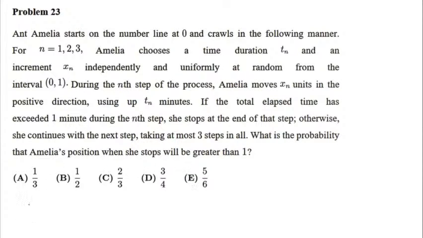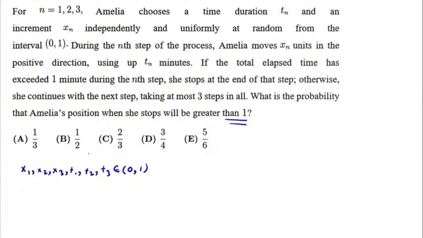Okay, so we know x1, all these things are between 0 and 1 because the problem says. So we conclude x1, x2, x3 and t1, t2, t3 belong to this interval 0, 1. So it says the probability that Amelia's position when she stops will be greater than 1. So in the first part, it cannot be greater than 1 because x1 will be less than 1.